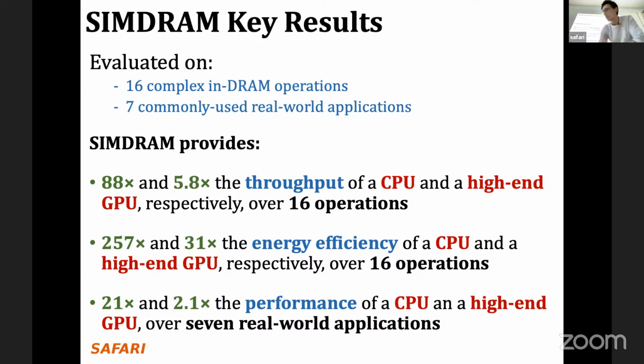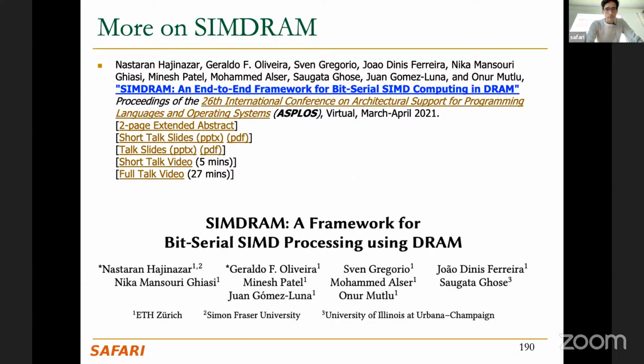You can check later. And here, just very quickly, you can see some performance and energy efficiency results with respect to CPU and modern GPUs. And this is the paper. So it's not the only thing that we are doing, and other groups as well are doing, in terms of processing using memory or processing using DRAM.